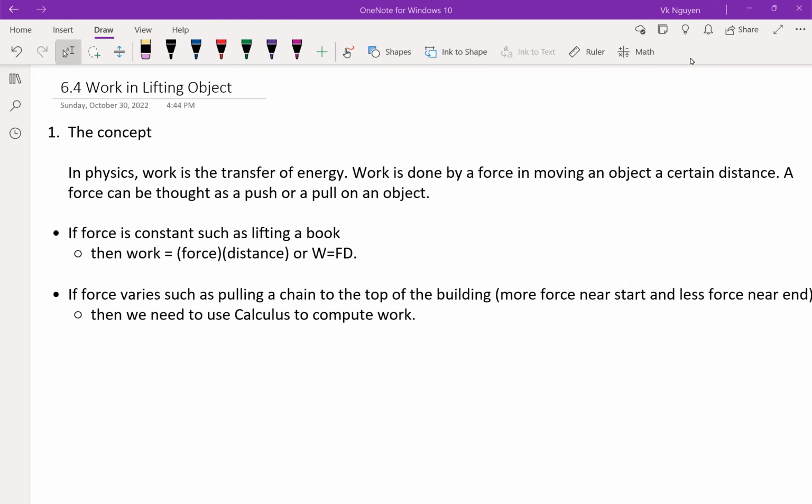And if force varies, such as pulling a chain to the top of the building, because we put more force near the stone, the chain is heavier, and less force near the end, the chain is lighter. In this case, we need to use calculus to compute work. Let's move on to number two.